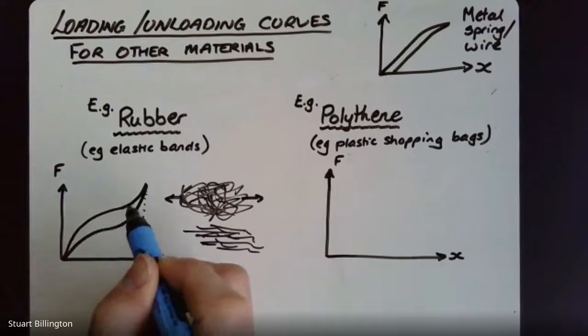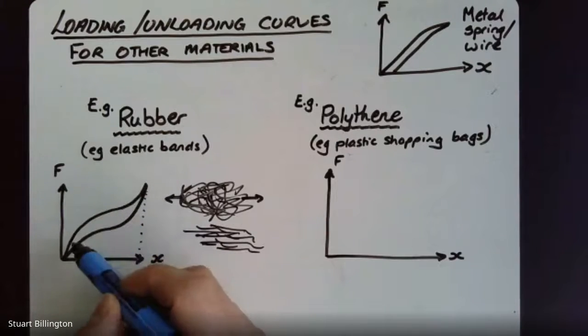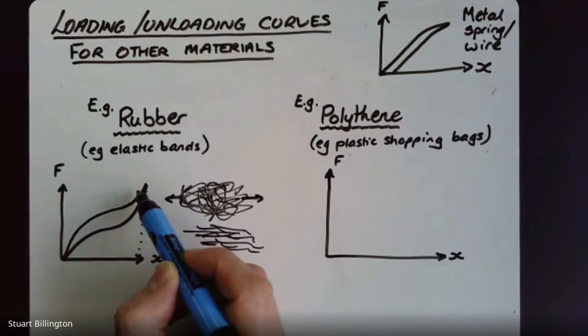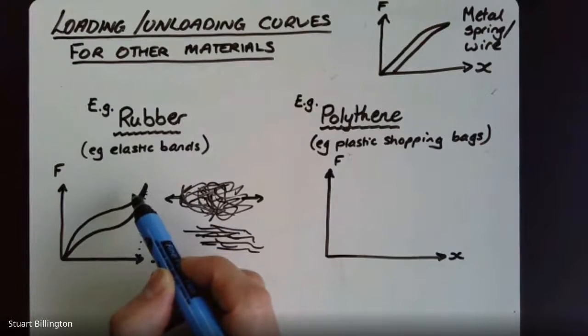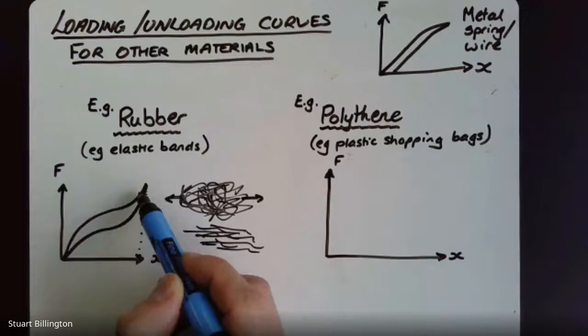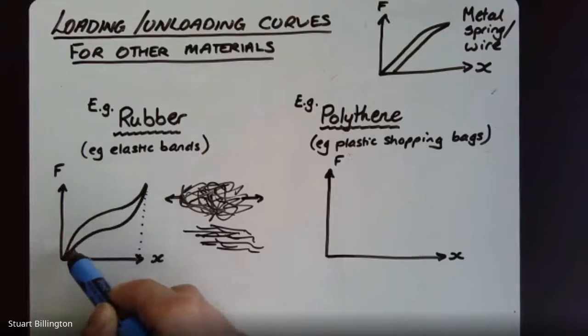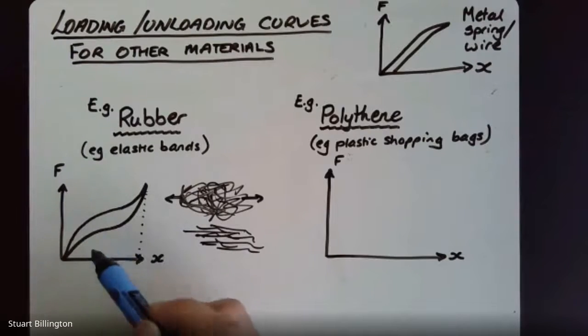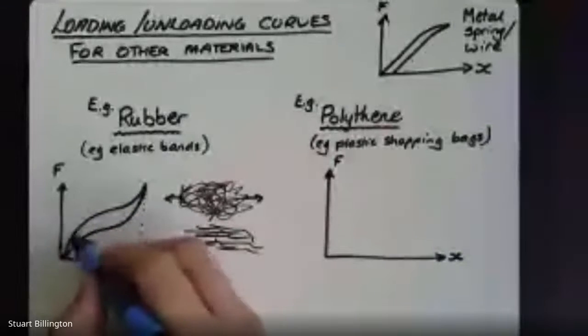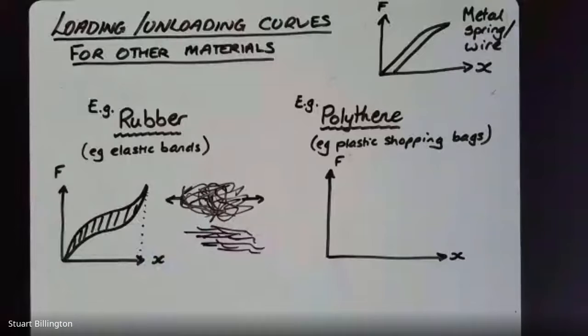But notice that the amount of work done stretching the elastic band, and the work done by the band unstretching itself, are not the same. And in actual fact, we end up with this difference here. And the area of that shape is the difference in energy between what we put in and what came back out again as work.